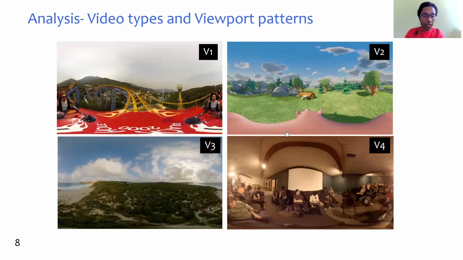In our preliminary analysis, we studied how viewport distributions differ among different videos. Here we have 4 example videos analyzed in our study. They're represented in the equirectangular frames. In both video 1 and video 2, the camera is moving forward at a high speed, whereas in video 3 and video 4, camera movement is not significant and contents are uniformly dispersed in the frame.